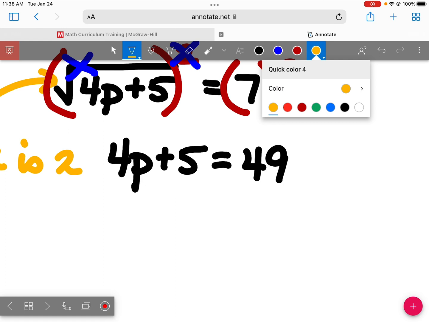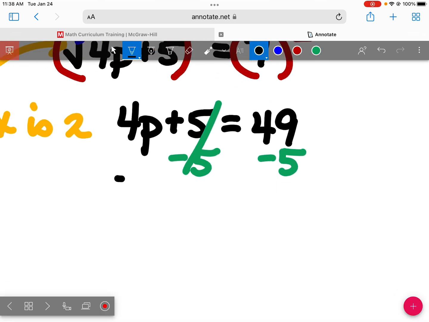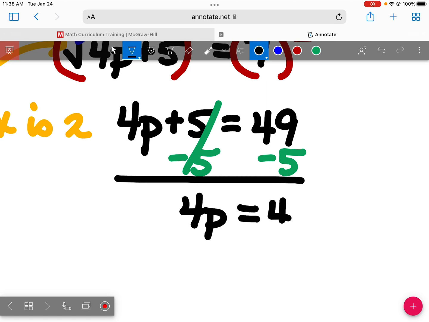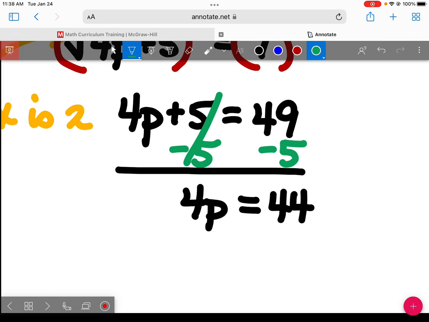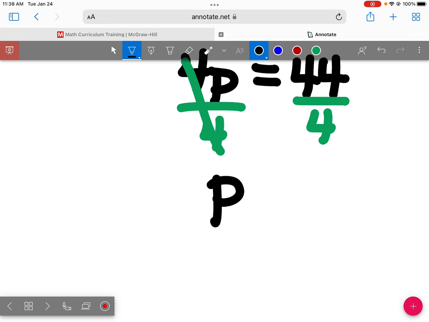Where would I go from here to finish solving? Subtract 5 from both sides. What is 49 minus 5? 44. So 4p equals 44. What do I do from here? Divide both sides by 4. And so that means p is what? P is 11. How do I know if that answer is valid or extraneous?